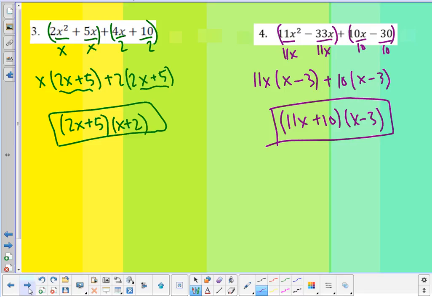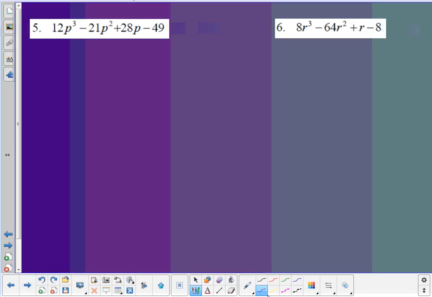Okay. Number 5. In number 5, I have 12p to the third minus 21p squared plus 28p minus 49. So group the first two, group the last two. From the first two, I can divide out a 3, but I can also take out a p squared. This is p to the third, and that's p squared. So I'm going to take out 3p squared from both.